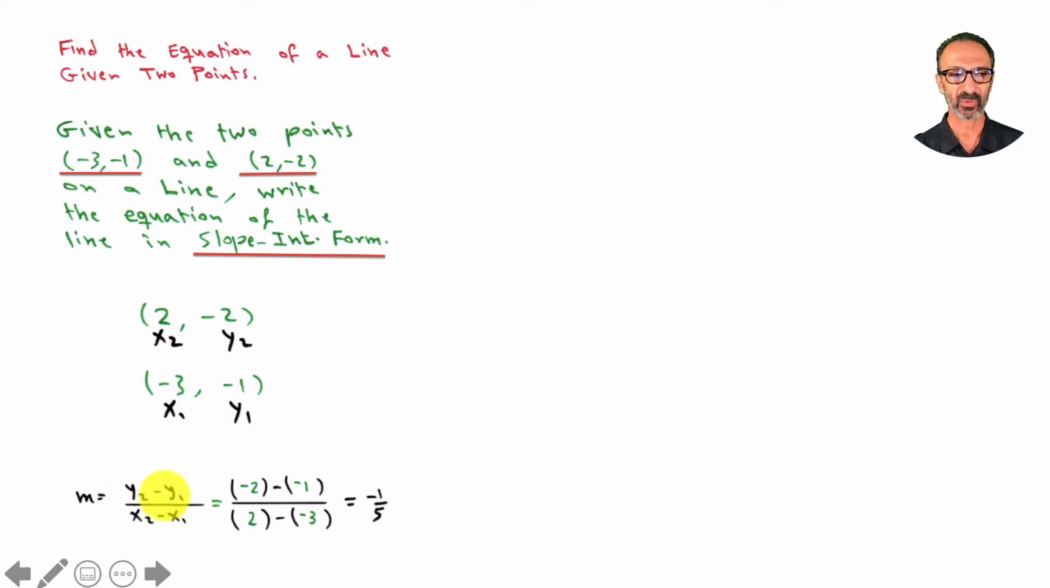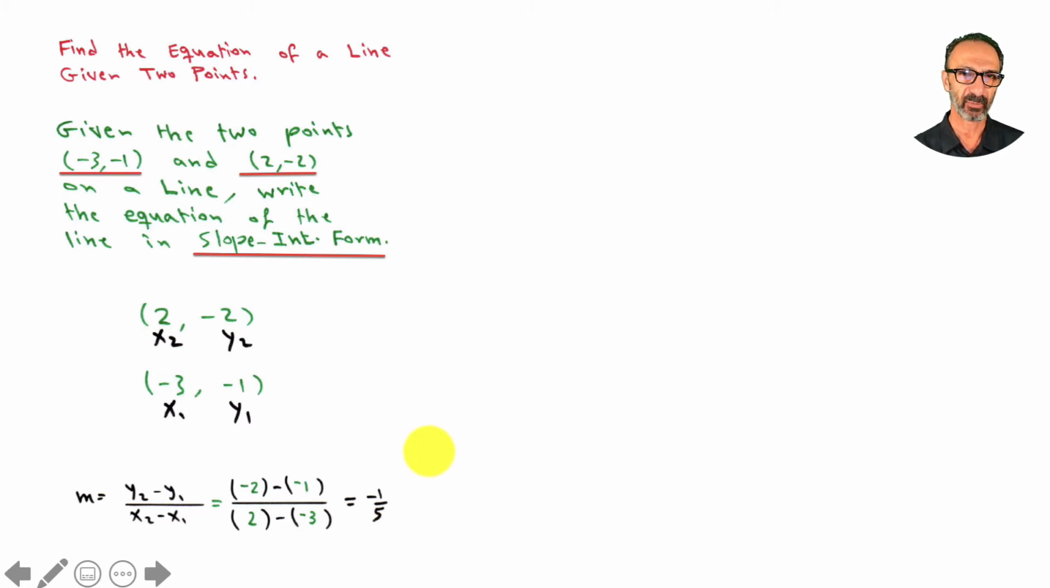So y2 minus y1 will be -2 minus -1. You see, it's easier to read it this way. -2 subtract -1, it's right there. Reading x2 minus x1 from the points, it's 2 minus -3, and it's right there. Be careful with the minus signs. Simplify, you end up with -1/5.